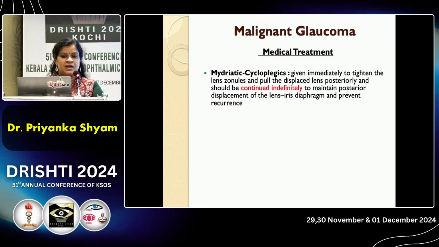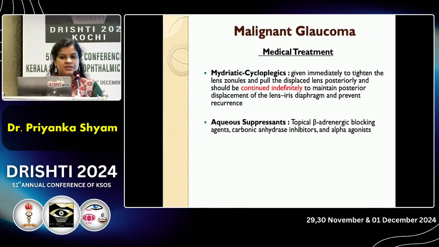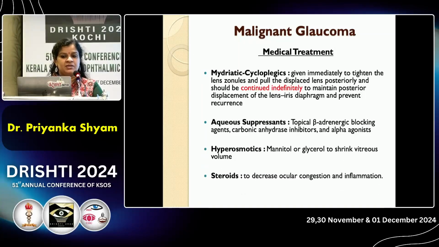Now, malignant glaucoma treatment is mainly by medical treatment first. First, you should start with mydriatic cycloplegics. These are given immediately to tighten the lens zonules and pull the displaced lens posteriorly, and should be continued indefinitely to maintain posterior displacement of the lens iris diaphragm and prevent recurrence. Then, aqueous suppressants and hyperosmotics should be given to shrink the vitreous volume. Steroids should be given to decrease ocular congestion and inflammation.